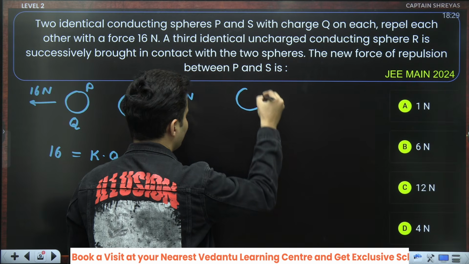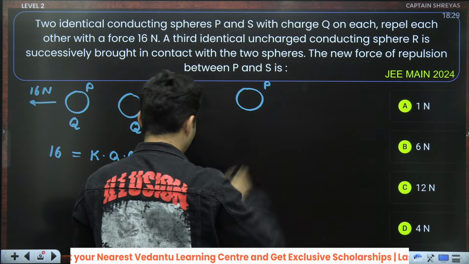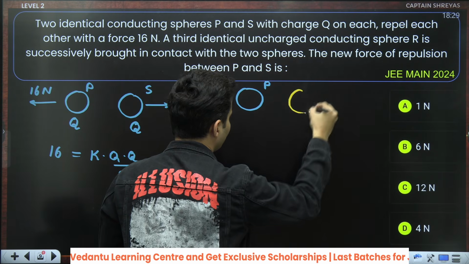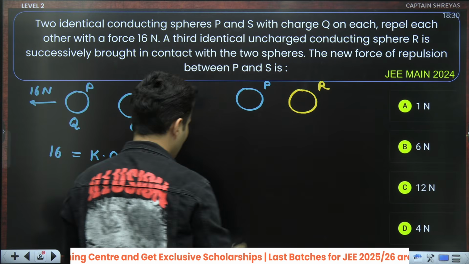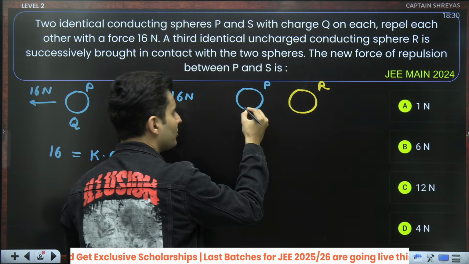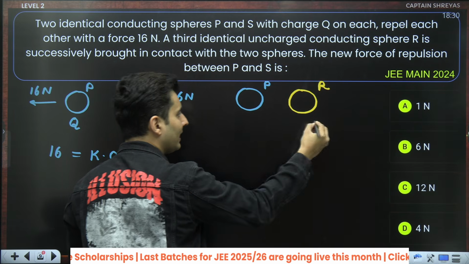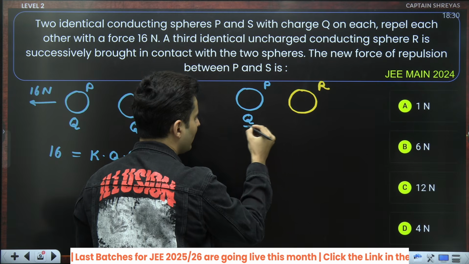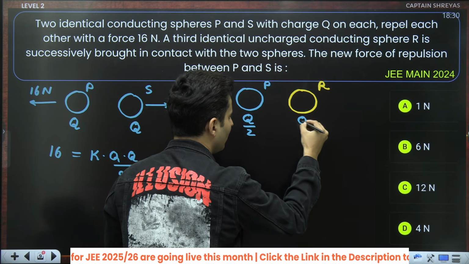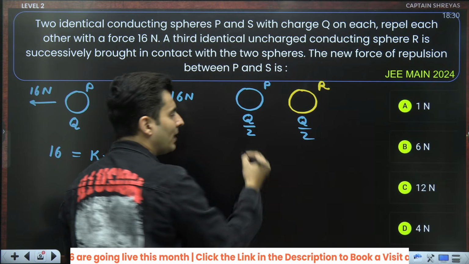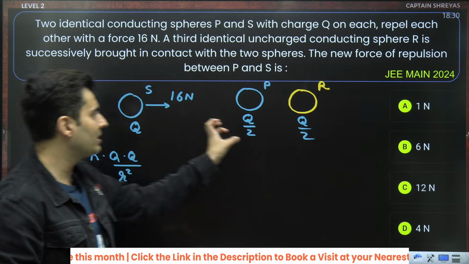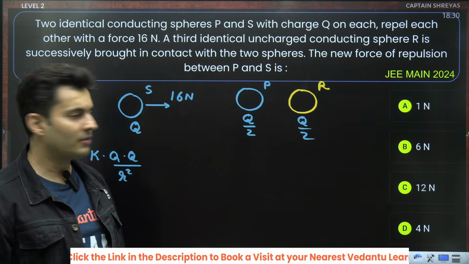See, first time when you touch P with that uncharged sphere R, what will happen? That charge which was there on P, which was Q, will get distributed equally. So this will become Q by 2. This will also become Q by 2. So that Q by 2 is distributed from that sphere P equally in both the spheres.